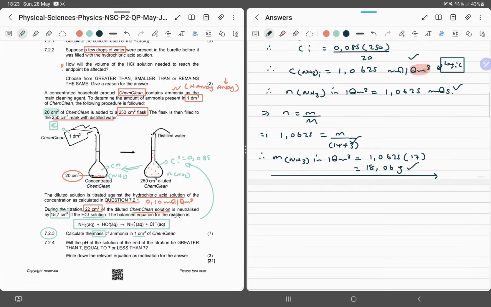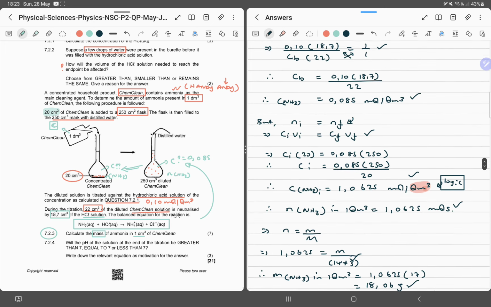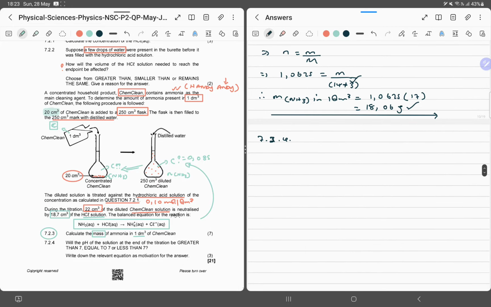Okay, so let's do the last question. 7.2.4. Now the question says, will the pH of the solution at the end of the titration be greater than, equal to, or less than 7? Obviously, we know that here we are reacting a strong acid and a weak base. Now this one is going to be an acidic salt, because ammonium chloride is a salt, right? It's going to be an acidic salt. So the resulting pH should be less than 7.